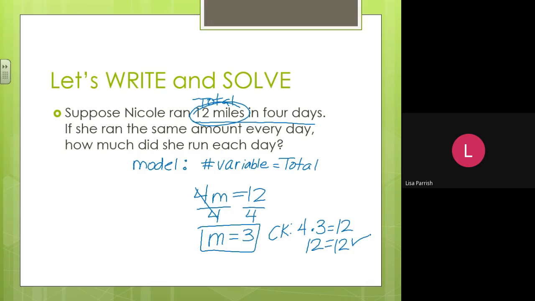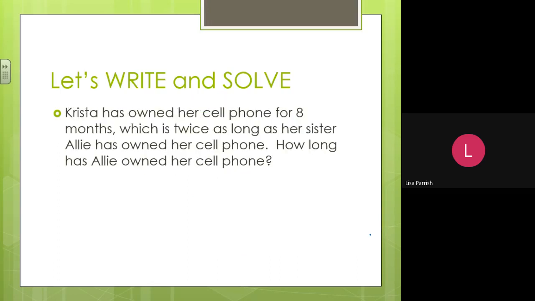Again, you know you're making a multiplication equation today. So think about what number can I multiply to a variable to get the bigger number when you read the problem. Okay, let's try one more, and then we'll let you get started on your assignment. You don't have to write all the words down on this one. Just go along with me and write down the equation. Krista has owned her cell phone for 8 months, which is twice as long as her sister Allie owned her cell phone. How long has Allie owned her cell phone?